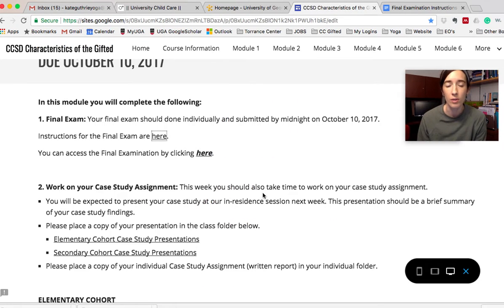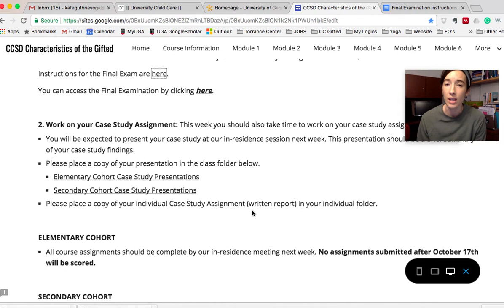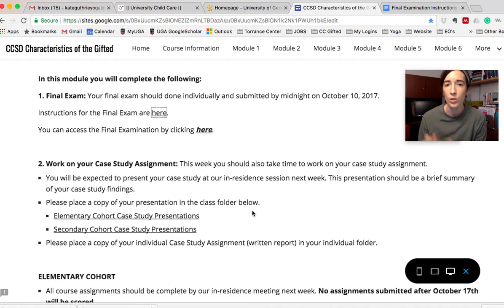The other thing that you should be working on this week, in addition to that, know their readings. Make sure you're working on your case study assignment. You're going to have your written report for your case study assignment, and you can review those instructions in the previous module. When you're done, you're going to form just a small, brief presentation of your case study. And this can be done in any sort of document that you want.